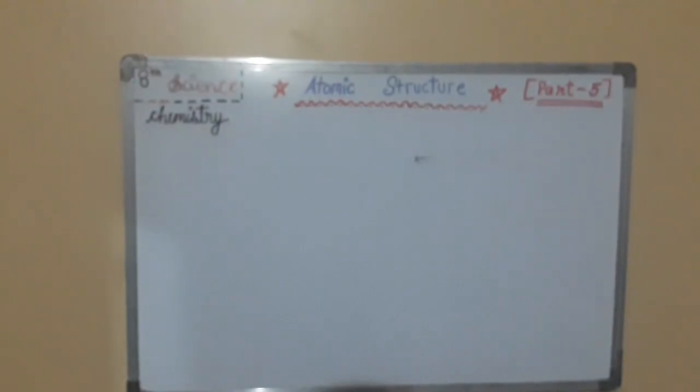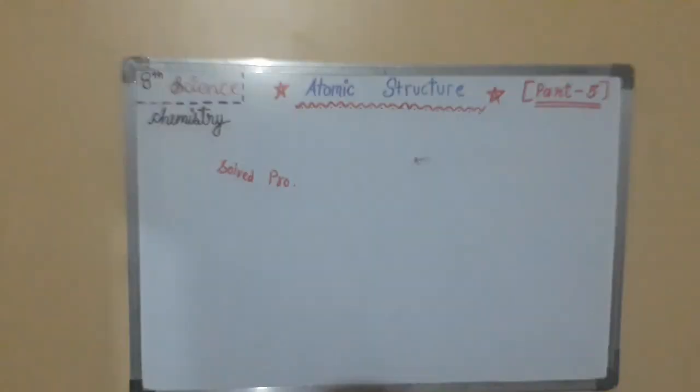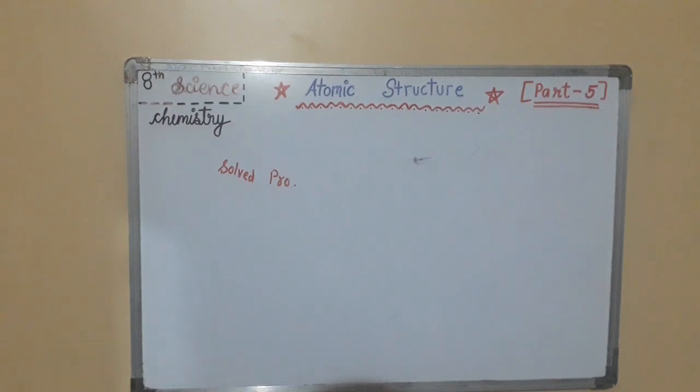Today we will learn class 8 chemistry chapter atomic structure part 5. In this part we will learn some solved problems. So first solved problem is: the question is we have to find the number of electrons present in 1 gram of electrons.